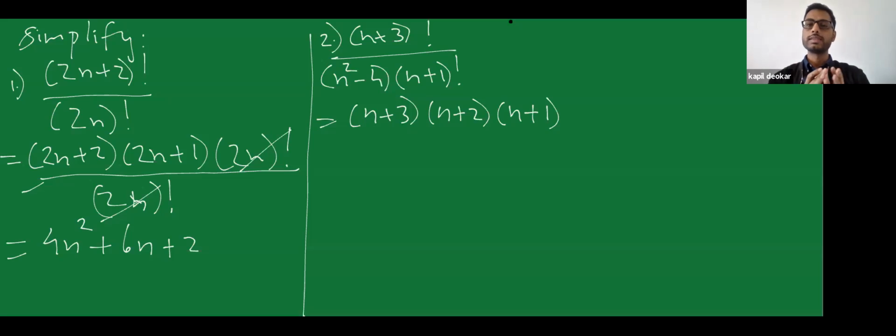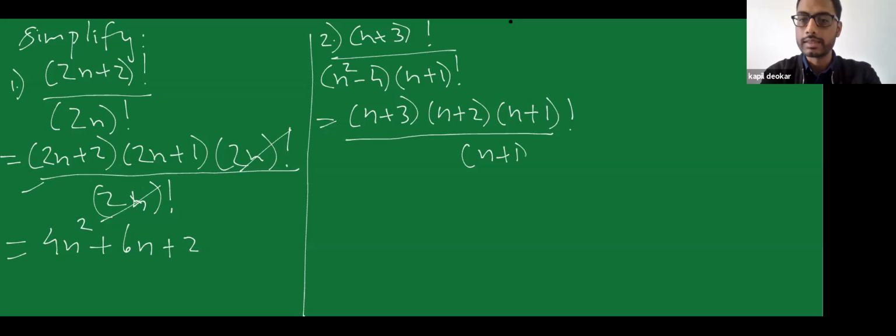What is factorial? Factorial is 10 into 9 into 8 into 7 into 6. We keep on reducing by 1. So n plus 3 factorial will be n plus 3, n plus 2, n plus 1, then n, and similarly it will go on continue. But we have to stop at n plus 1 factorial because I have n plus 1 factorial in my denominator term and I can cancel them out easily.